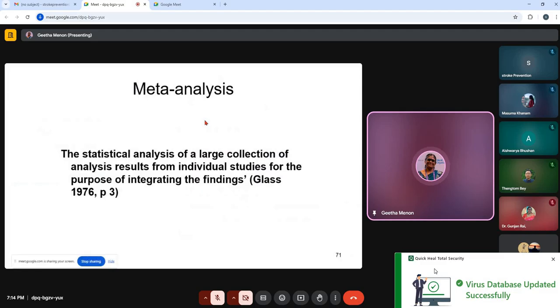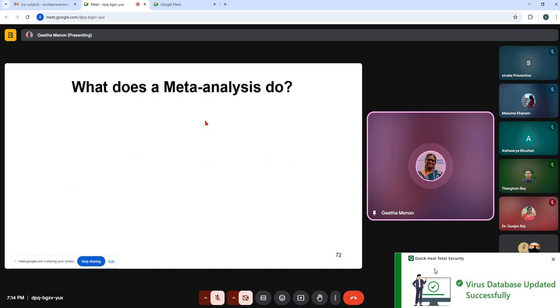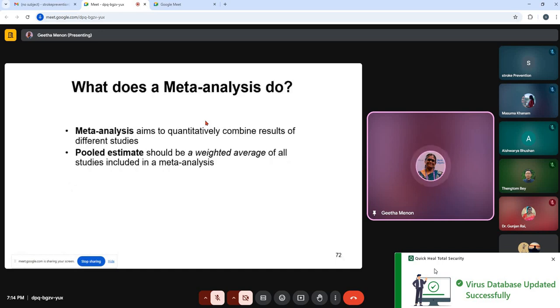So that's the main thing that we do in a systematic review. So what happens in a meta-analysis? As I have been saying, meta-analysis needs quantitative data because it is a statistical method of collecting information in a quantitative manner from individual studies and integrating the findings from these studies using statistical methods. It helps in generating a pooled estimate, which is a weighted average of all studies that are included in the meta-analysis. By combining the results of several small studies, we are increasing the statistical power and enhancing the generalizability of the results.